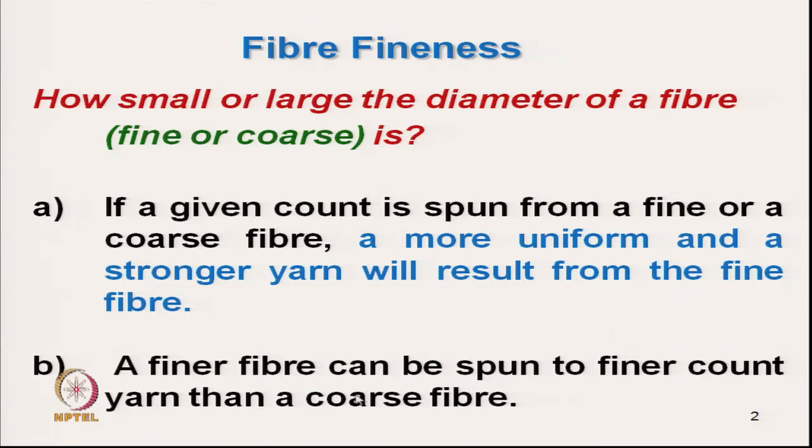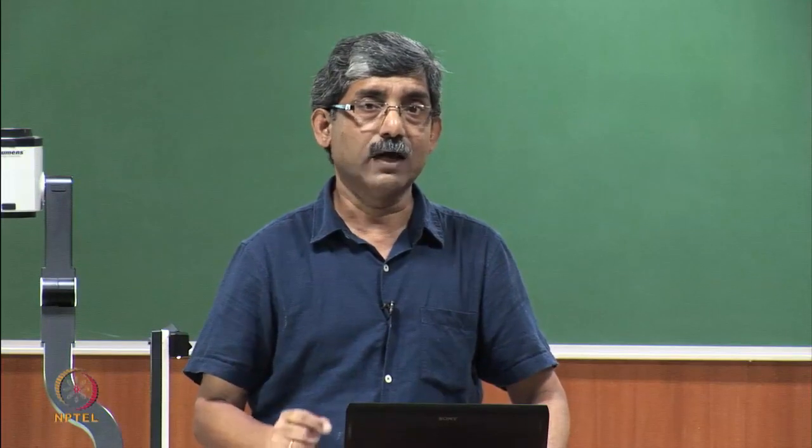Finer fiber can be spun to finer yarn count than coarser fiber, because for yarn to be manufactured, to be actually produced, we need a minimum number of fibers in the cross section. So, if we want to produce a finer yarn, in that case we have to use finer fiber.